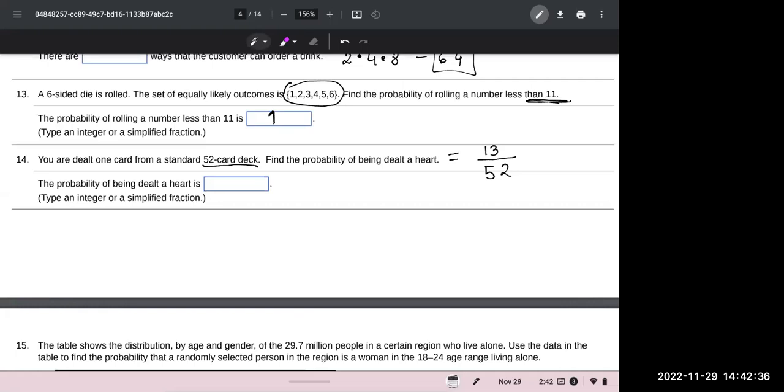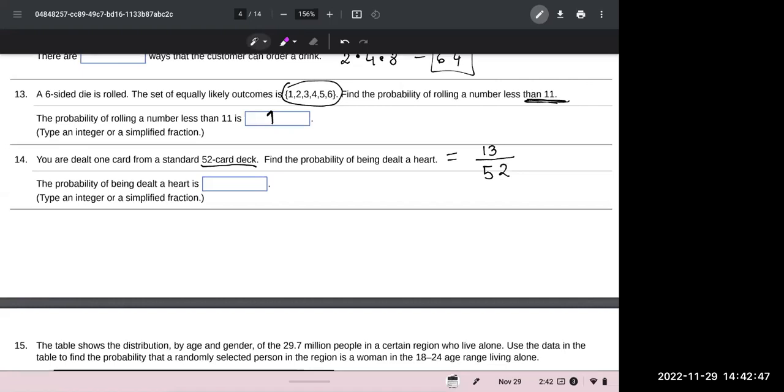So make sure that you will always reduce your solution, reduce your fraction. So on your calculator, you should know how to simplify your fractions. So 13 divided by 52, both numerator and denominator can be divided by 13. So the solution should be entered as 1/4. Okay.